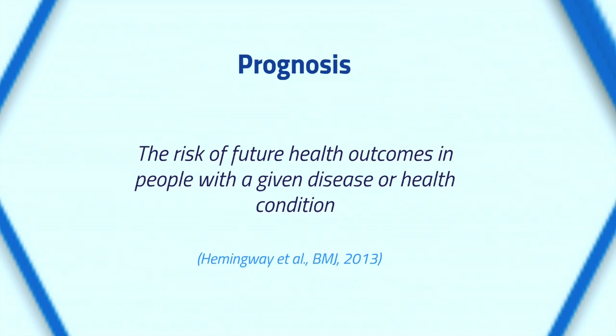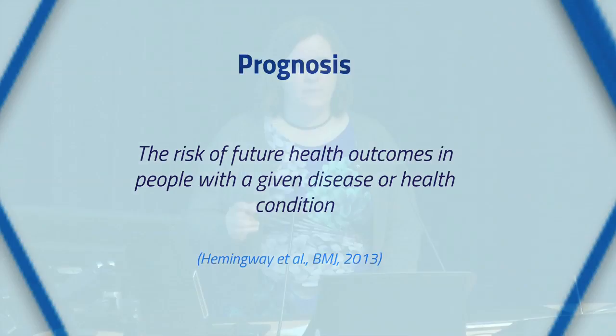So from that, I've talked about the history of pain and I've talked about the course of pain or trajectories. So I'm going to talk just a little bit about prognosis. So prognosis is the risk of future health outcomes in people with a particular disease or a health condition. And so if you go to the doctor with a disease, a prognosis would be how likely you are to have recovered at a later time point. And within prognosis, we also think about prognostic factors, which are factors which change your likelihood of having a good or a poor outcome at a later time point.